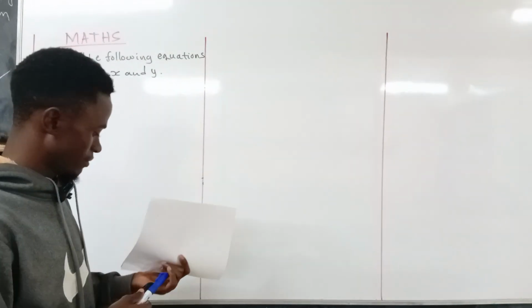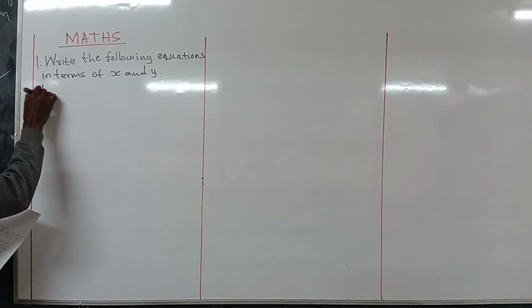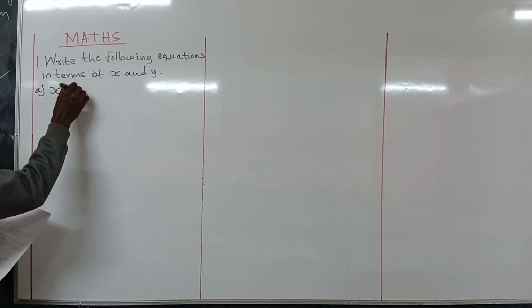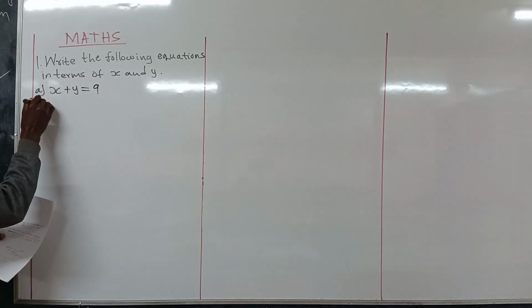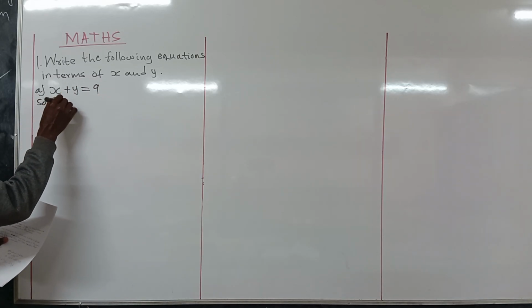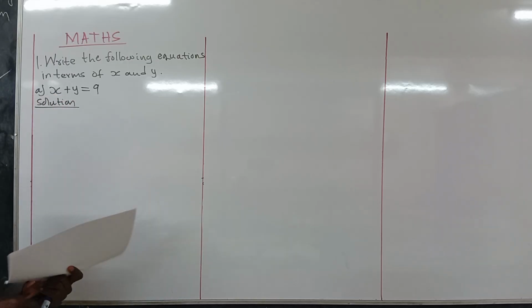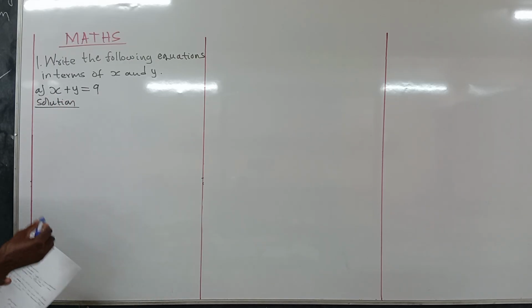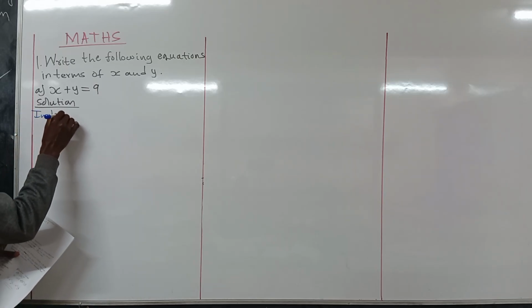So we are going to have the first question, which is x plus y is equal to 9. So our solution is going to be, we are going to write them in terms of x and y both in each case. So in terms of y, let's start with y.